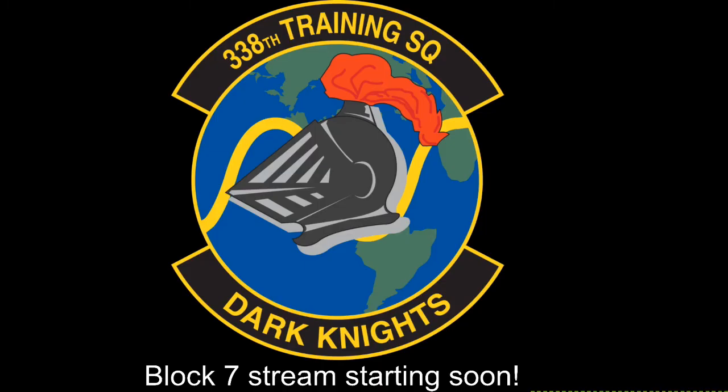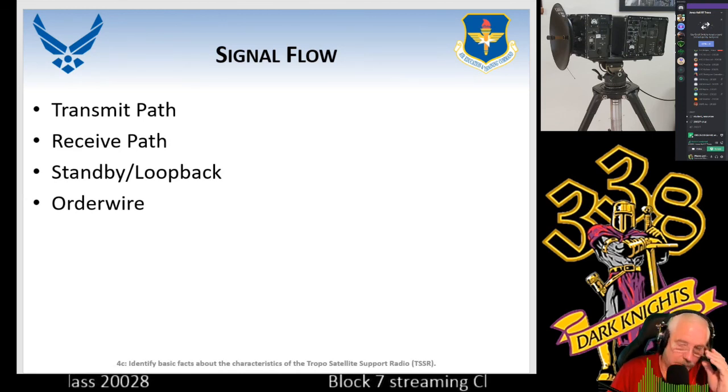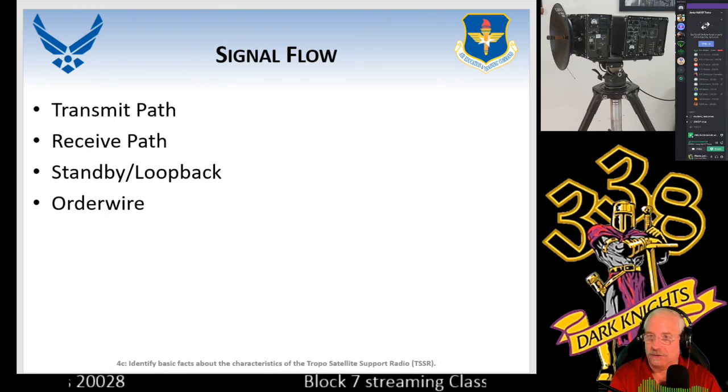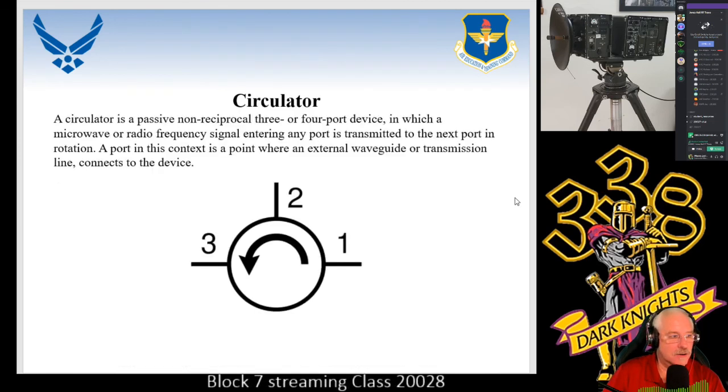We're going to be looking at the rest of 4 Charlie. Looking at the transmit path, the receive path, standby loopback path, and order wire. And pretty much this is it for the day. We'll go over 5 alpha. It's very brief. So let's take a look at our transmit path.